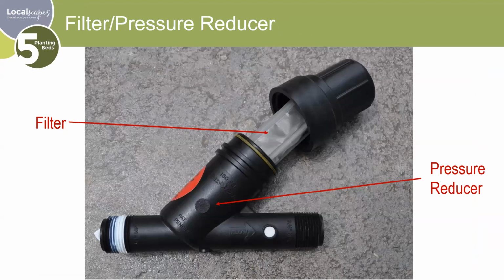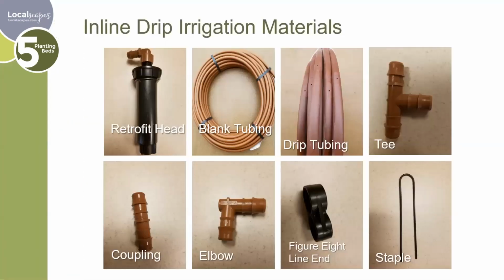And as far as some pieces, we're going to go through a little bit of the pieces and parts of irrigation. With drip irrigation, you do need a filter and a pressure reducer with it. So that's how those things look. And then these are some pieces with inline drip.